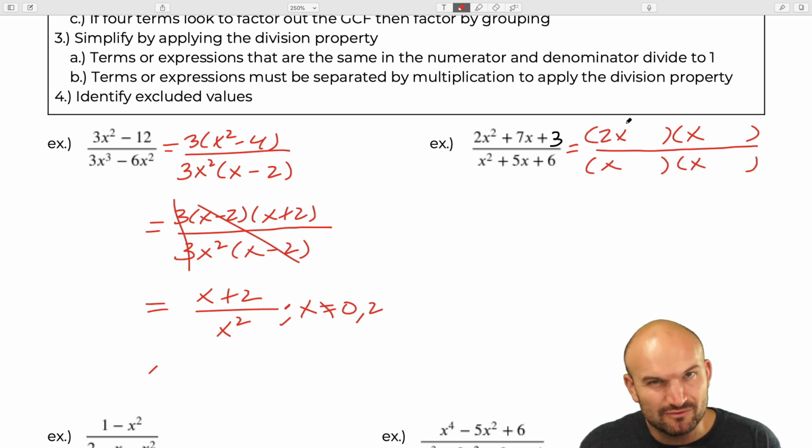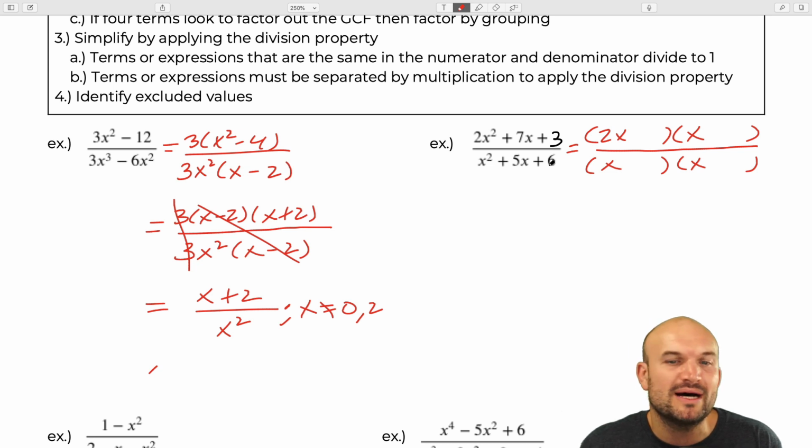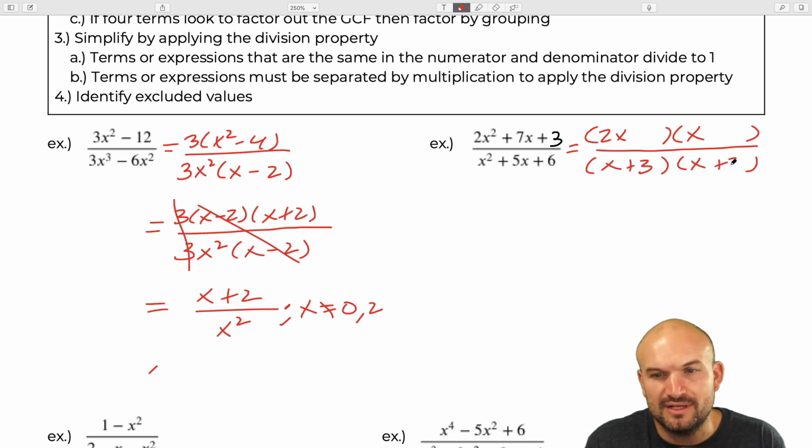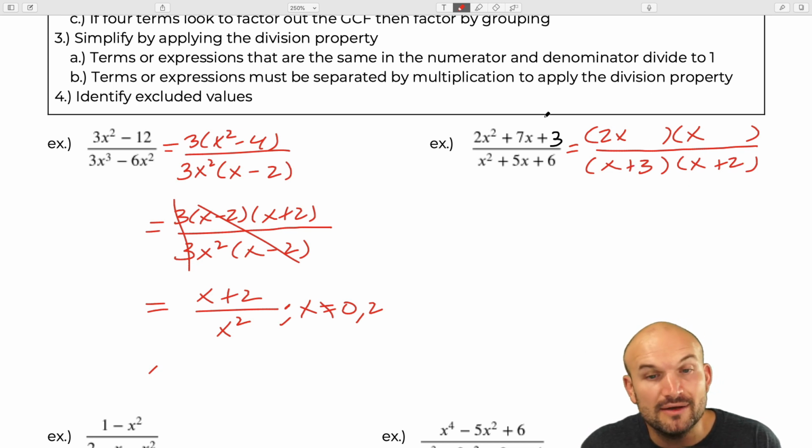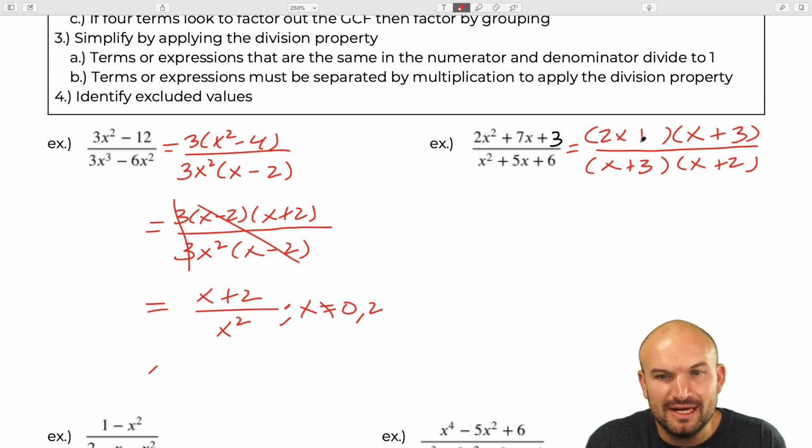In the denominator, it's rather simple. We're looking for two numbers that multiply to give you 6 and add to give you 5, and that's going to be a plus 3 and a plus 2. You can multiply that out to check my work. On the numerator, we're looking for two numbers that multiply to give you 3, like 3 and 1, but we want them to add to give us 7. So I want the 3 to be here and the 1 to be here.